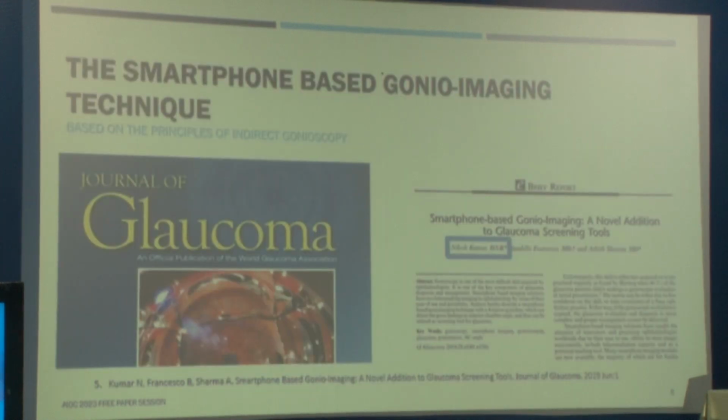So we devised a technique which we published in the Journal of Glaucoma, where we used just a 4-mirror gonio lens and a smartphone to image all the 4 angles, and the quality was so good that it went on the cover of the Journal of Glaucoma. So this was our pilot study, our base for the current study.